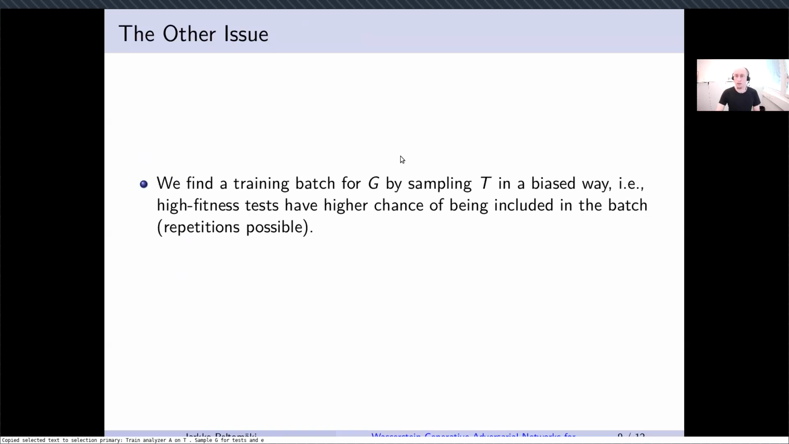The other issue is what a high fitness test means, and how we train the generator using it. I don't really have the time to tell you how this is done. Briefly, we make a training batch and sample tests from the test suite into it randomly, but not uniformly, in a way that high fitness tests have a higher chance of being included. But you need to look at the paper for that, or ask me some questions later.